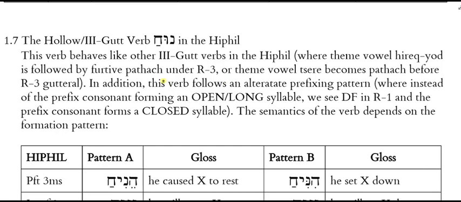verbs that are hollow and they are weak in terms of having a guttural consonant as the final consonant, and nuach is such a verb. And in the hifil, this presents a few problems. This verb is going to behave like other three guttural verbs in the hifil, where a theme vowel kirik yod with a three guttural root letter will have a furtive pathak under that root 3. Or if we have a theme vowel that's a sere, it'll become a pathak before a guttural in root 3 position. So we're going to have that problem here.